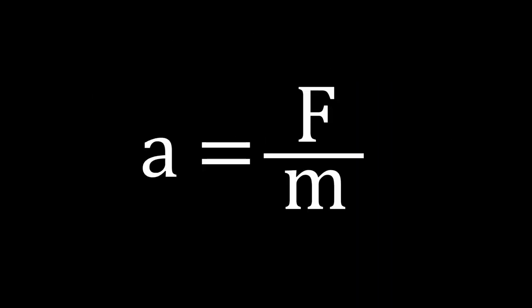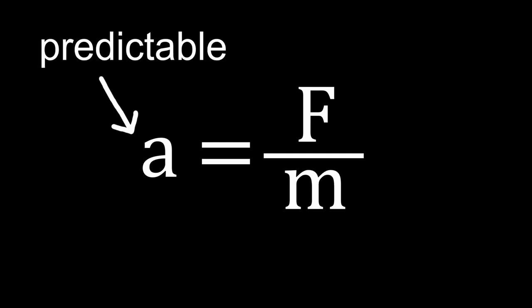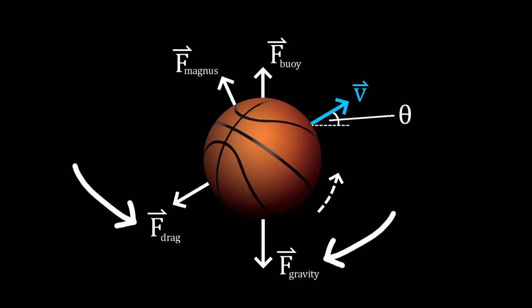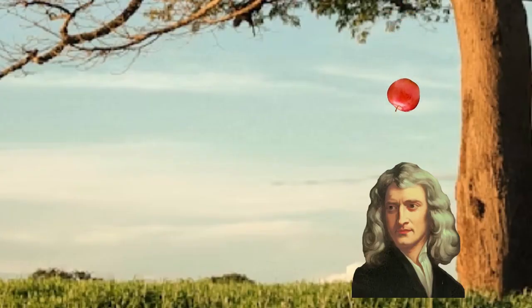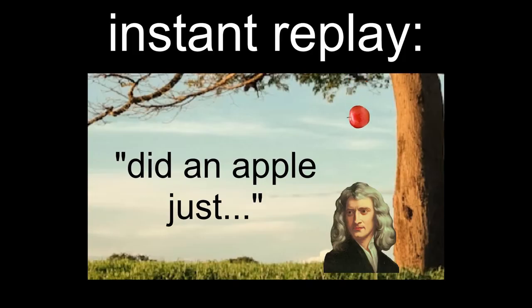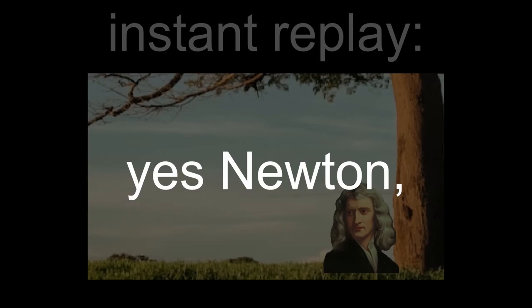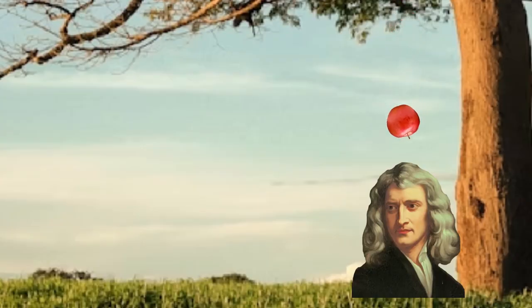The key takeaway is that if you apply force to a fixed mass, you get a predictable amount of acceleration. If you know all the forces acting on a basketball midair, you can predict with 100% certainty if the ball will go in the hoop or your neighbor's windshield. Whoa, did an apple just fall on my head? Yes, Newton, it did. Yeah, that must have happened for a reason, said Newton, as he discovered that two masses attract one another, making the apple fall.